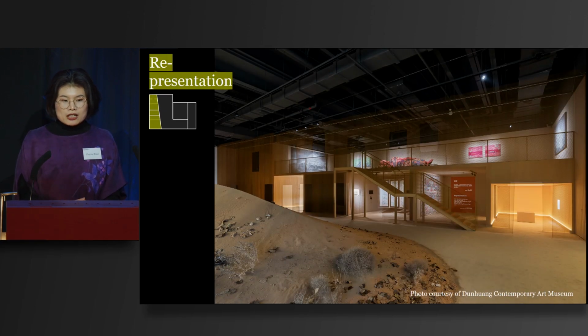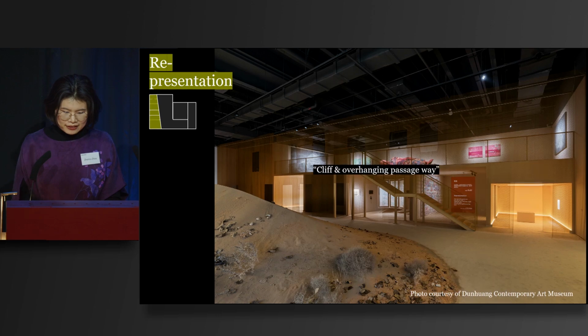Then, after we go across the mountain, we see the representation part. Here we use modern spaces and materials to give a kind of abstract feeling of the cave spaces. First, what we encounter is a double curtain, using metal chains to have this translucent effect of the cliff, and then the passageways to represent the overhanging passageway.